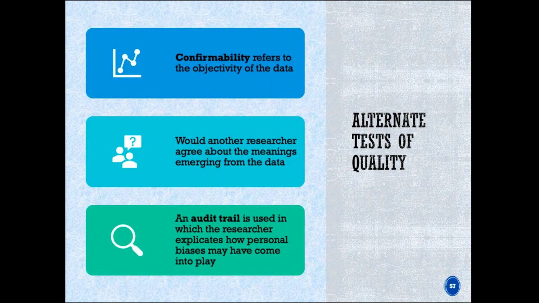Then the last, confirmability, refers to the objectivity of the data. This is very important. Would another researcher agree about the meaning derived from the data, the codes that you develop, the categories you develop? An audit trail is also used, in which the researcher explicates how personal biases may have come into play. Because you as a researcher may have some biases, you may interfere in interpreting respondents' and informants' experiences. So if we give that data to another researcher, would he agree or disagree with your themes and codes that you developed or not?